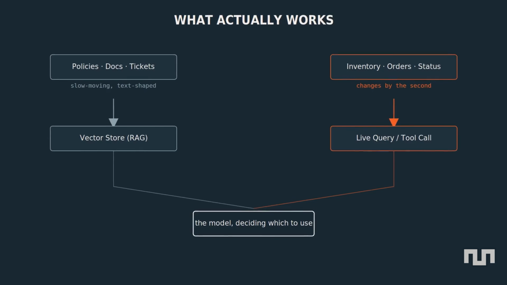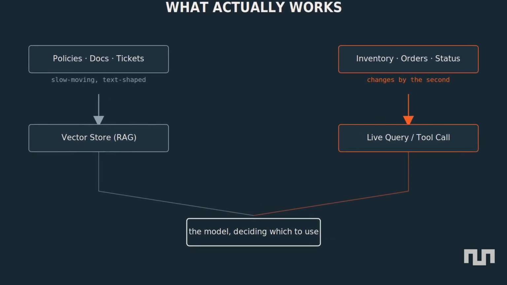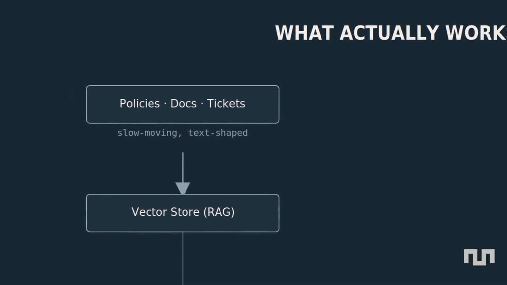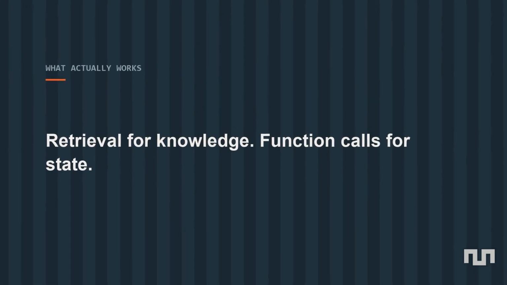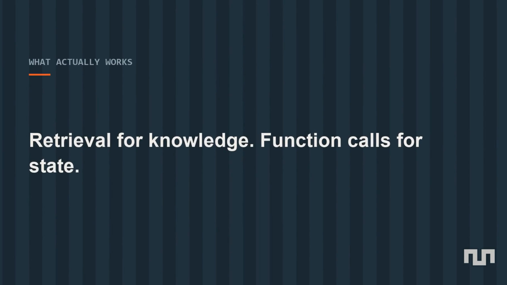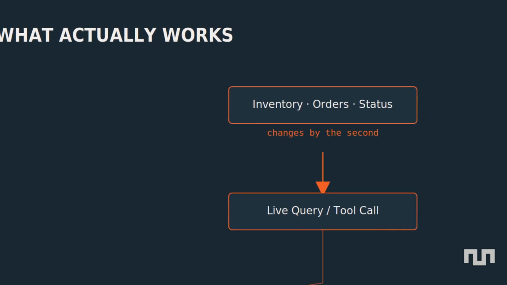Now, none of this means enterprise RAG doesn't work. It means the naive version doesn't. What actually works, in my experience, is narrower than what gets pitched. Scope it to genuine knowledge: policies, procedures, documentation, historical case notes, support tickets, content that is text-shaped and slow-moving. RAG is excellent at this, and most enterprises have enormous untapped volumes of it.